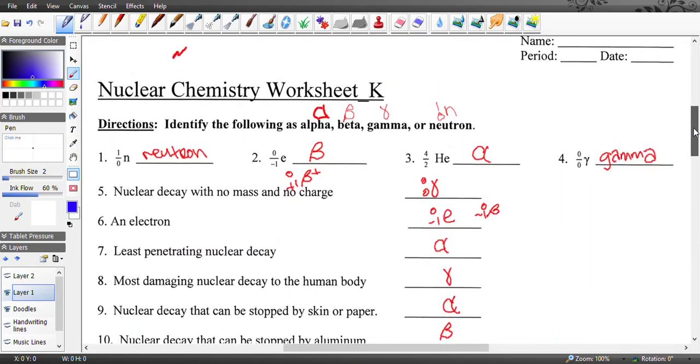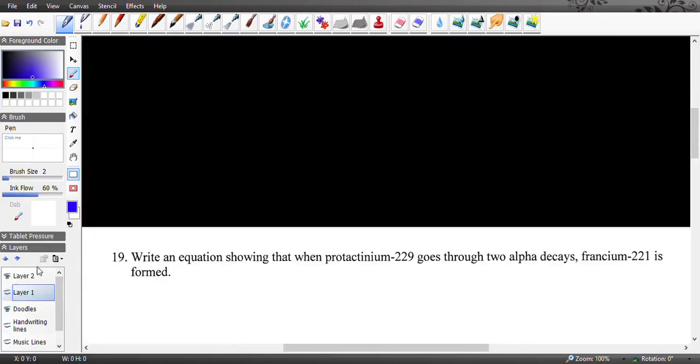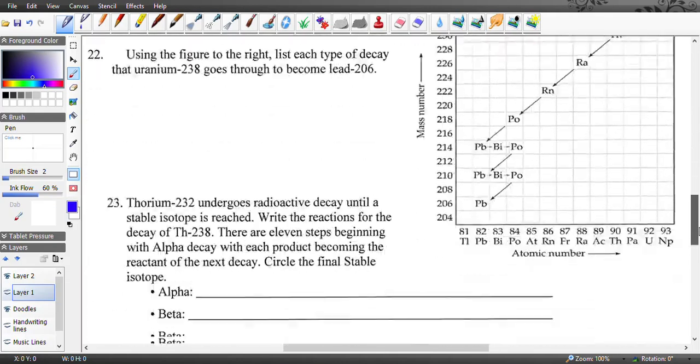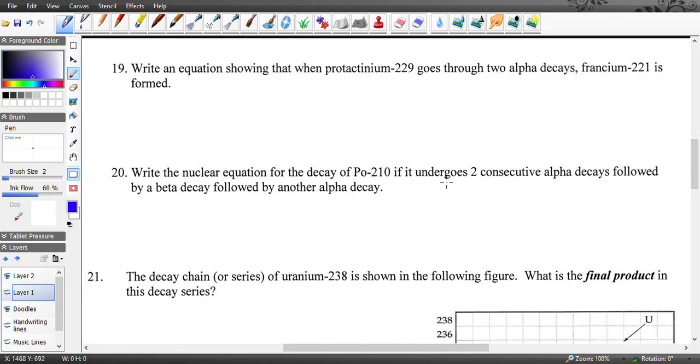All right, so I flew through the first part actually pretty quick. Let's make that disappear. Let's go to the second part. Do I have the whole thing on here? I do. Awesome. Okay. Write an equation showing when this element, protactinium 229, goes through 2 alpha decays, and at the end, francium 221 is formed. So that's a good check right there, if you see that. Let's start at the beginning.